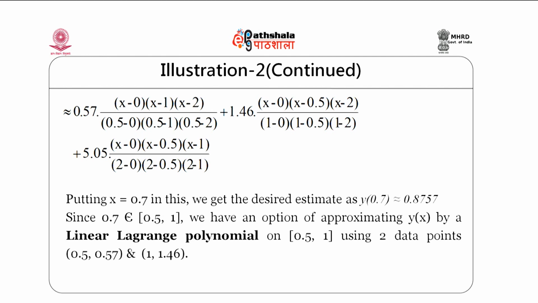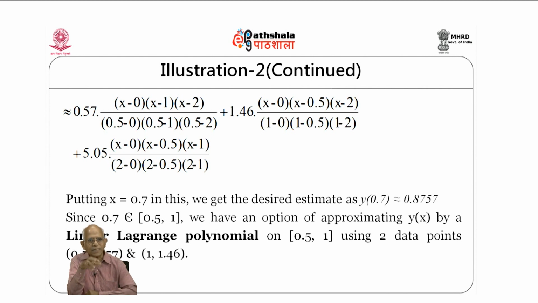can be written as 1.46 into x minus 0. Now x minus 0.5 comes into the picture, x minus 1 is dropped, x minus 2, and then we get 1 minus 0, 1 minus 0.5, 1 minus 2, and in the last term 5.05 we will get x minus 0, x minus 0.5, x minus 1. So the last factor is dropped, x minus 2 is dropped, and 2 comes here in the denominator. So 2 minus 0, 2 minus 0.5, 2 minus 1.